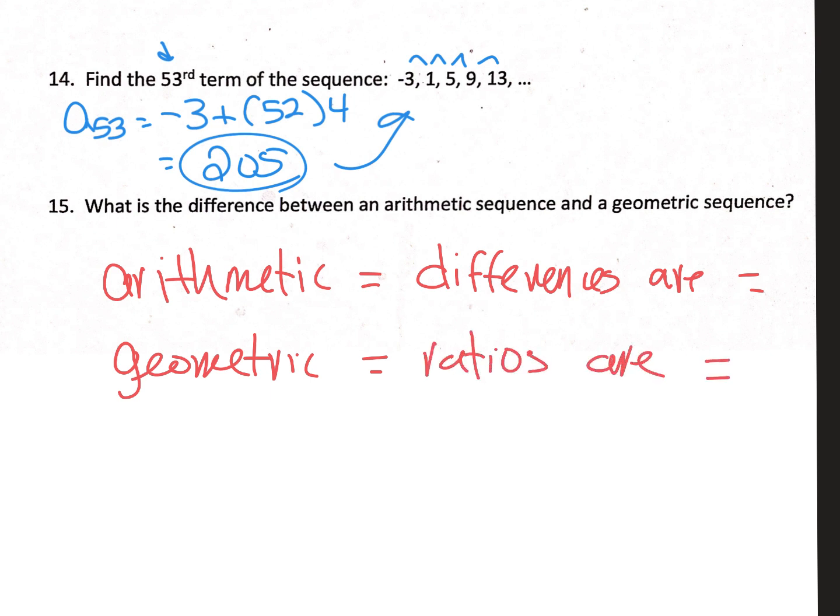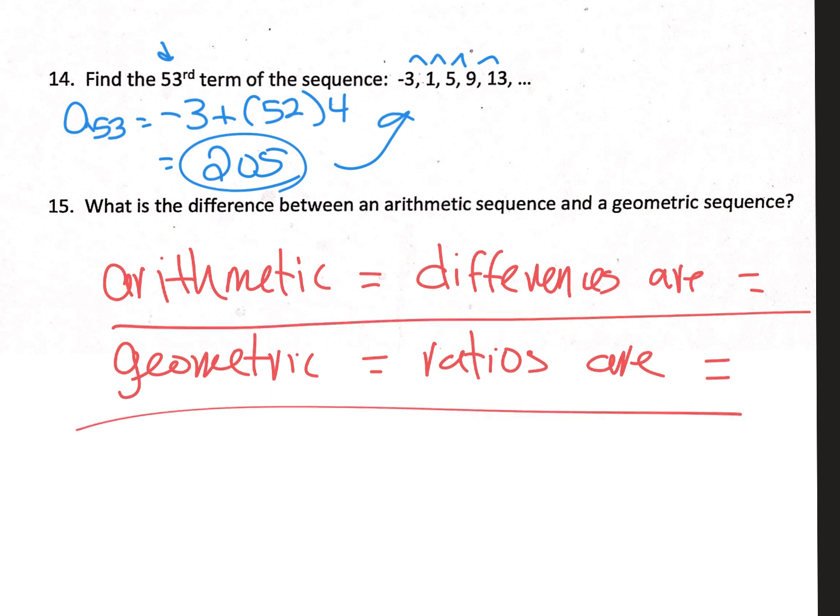You can even write, if you want to, in arithmetic, the differences between the terms are the same. In geometric, they're multiplying by the same number every time. So again, arithmetic, they're adding the same number. Geometric, they're multiplying the same number. I kind of like what I wrote there. That's actually really good. I like that a lot. It's pretty short. So hope that helps.